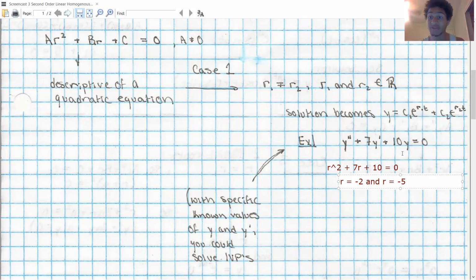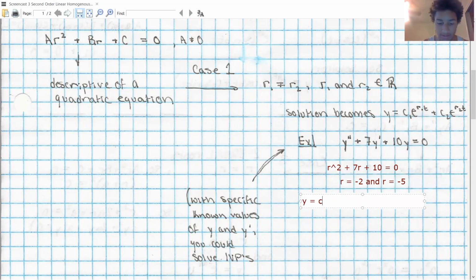So what can we do with this? Well, we can fill in those values and we'll get a general solution for this ODE that has variables t, c sub 1 and c sub 2, and we can find those values of c sub 1 and c sub 2 using an initial value problem. So if we were to continue, we'll get y is equal to c sub 1 times e to the -5t plus c sub 2 times e to the -2t, okay?